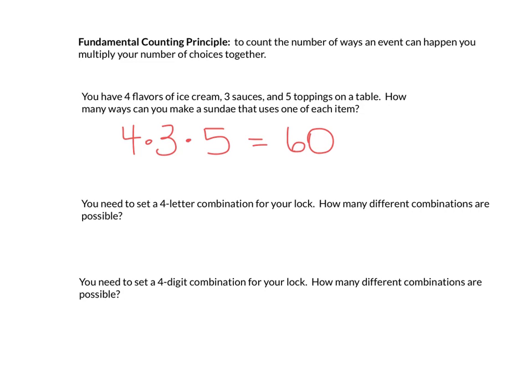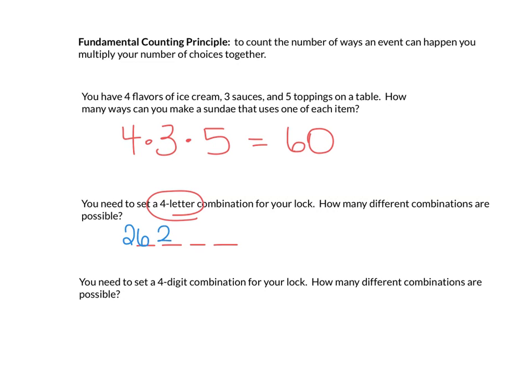Of course, if you could pick more than one, it gets more complicated, but there it is in basic. Or something like this. If you need to set a 4-letter combination for your lock, how many different combinations are possible? So you have a choice for each letter, and you have 4 letters. So then the question is, well, how many choices do you have for a letter? The alphabet has 26 letters, so you have 26 choices.